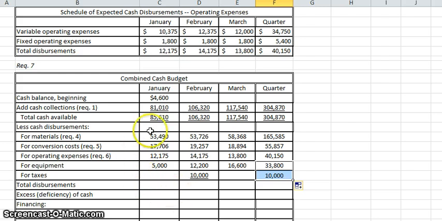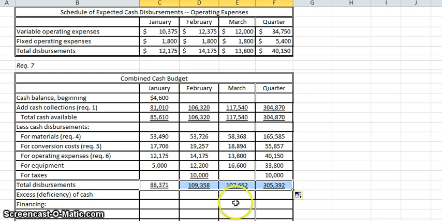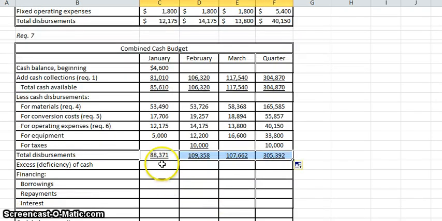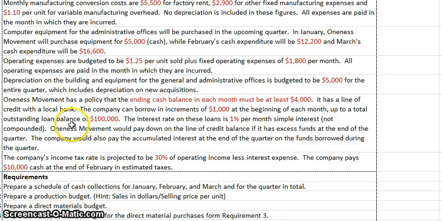Now, total disbursements, we're going to sum those, and that grabs them all there in that formula. And this is a formula that we can copy across as well. Now, the Oneness Movement, I'm in the letter I.